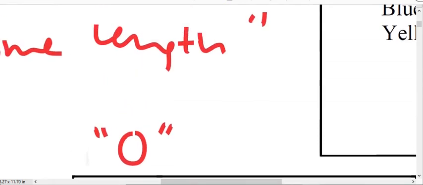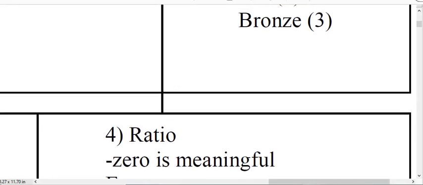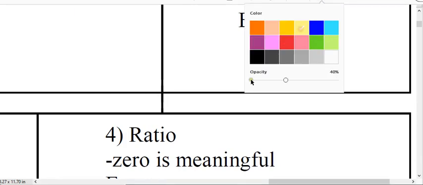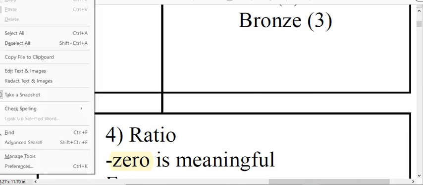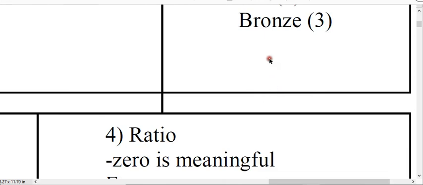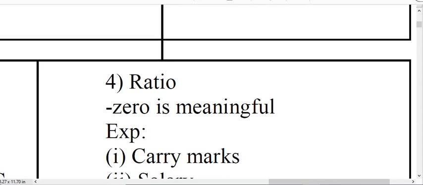Because what we are dealing with here is the number. Ratio: 0 is meaningful. For example, carry marks. I'm sure it's meaningful, right? If this semester, touch wood, your carry mark is 0, what does it mean? You're going to fail, right?